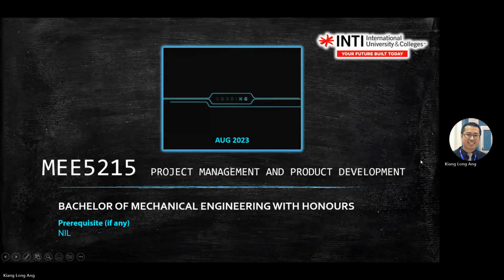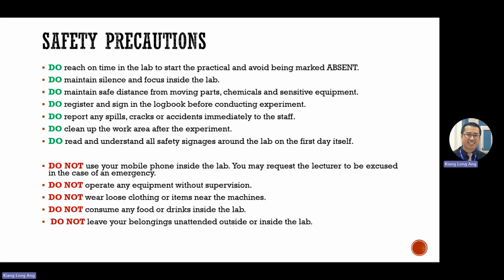Okay. So this is our module code 5215. There's no prerequisite, means you can take this module without any. We don't have lab. Maybe you need to go to lab for 3D printing for projects.